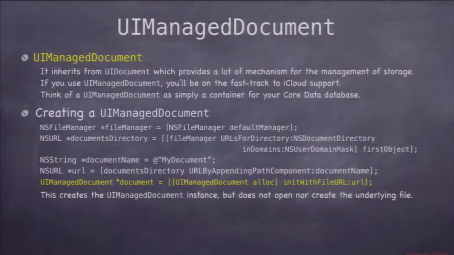So now you have the URL. You just say alloc init to create a UIManagedDocument. Okay? So this UIManagedDocument, though, you've only alloc inited it. You haven't actually created it on disk.